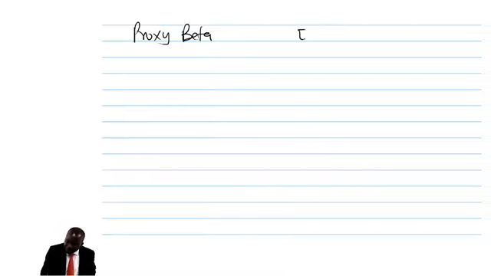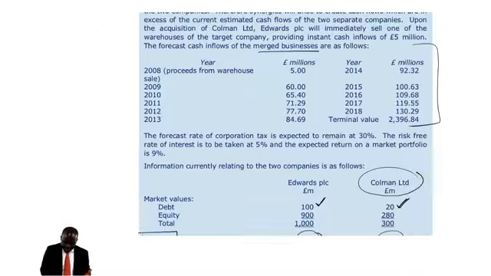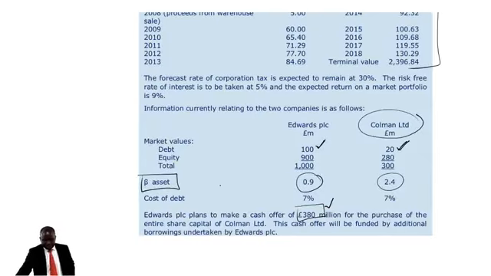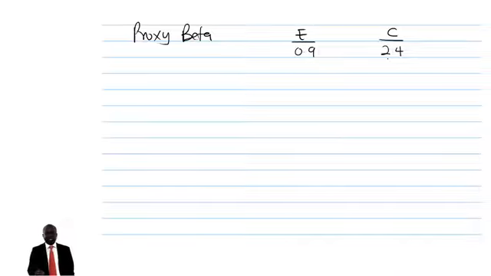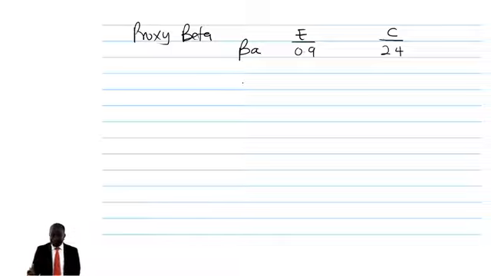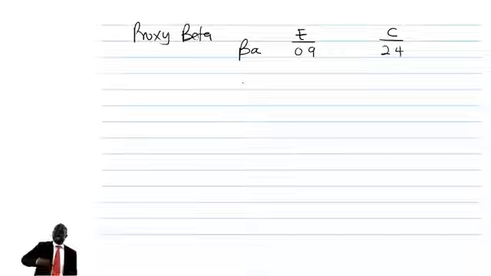So first, I have to pick proxy betas from the industries in which each of them is operating. I've got Edwards and I've got Coleman. What are their betas? I go to the question, what is the beta for Coleman? What is the beta for Edwards? They said 0.9, 2.4. So I come and put it there, 0.9, 2.4. I ask, these betas, are they geared or ungeared? The question said they are asset betas. If they are asset betas, then they are simply what? Ungeared. It means the examiner had ungeared it for me.